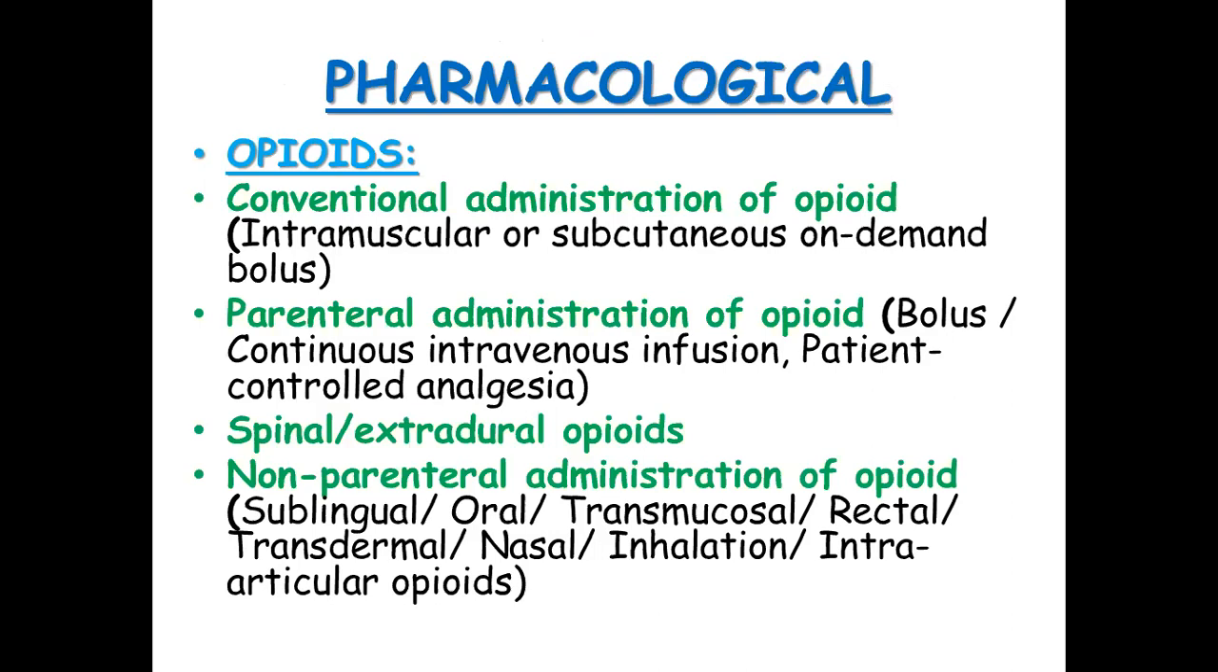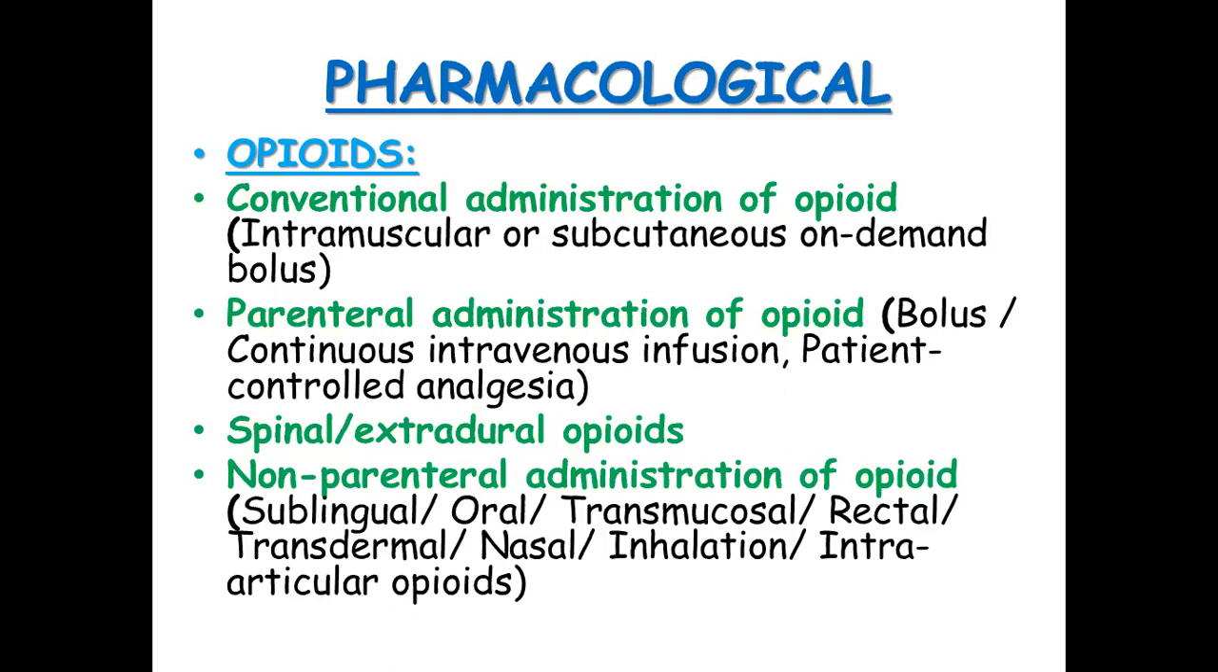In pharmacological treatment, basically, we use various kinds of combinations of drugs. The most important drug is the opioids. You can use conventional methods of opioid administration, like giving an intramuscular or subcutaneous on-demand bolus whenever patients suffer from pain. Another is that you may give a bolus or continuous intravenous infusion or patient control analgesia. So parenteral administration of opioids is very important.